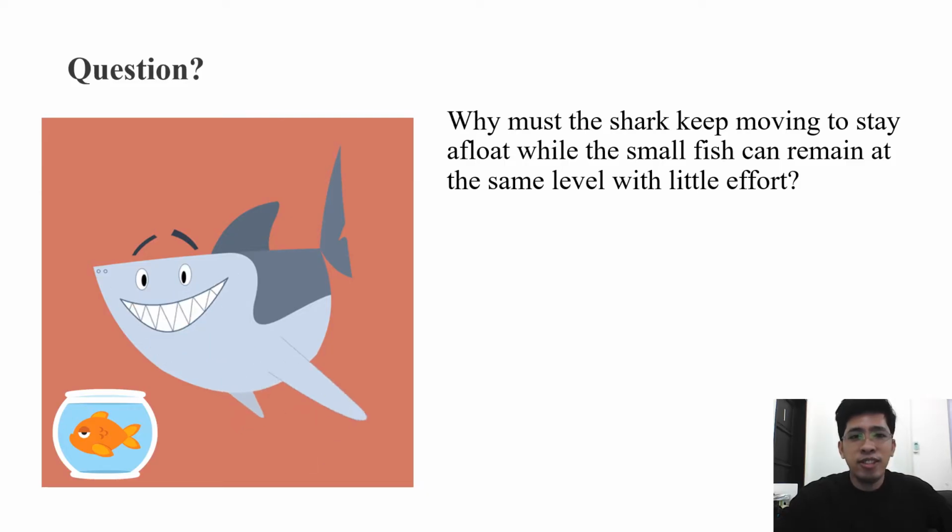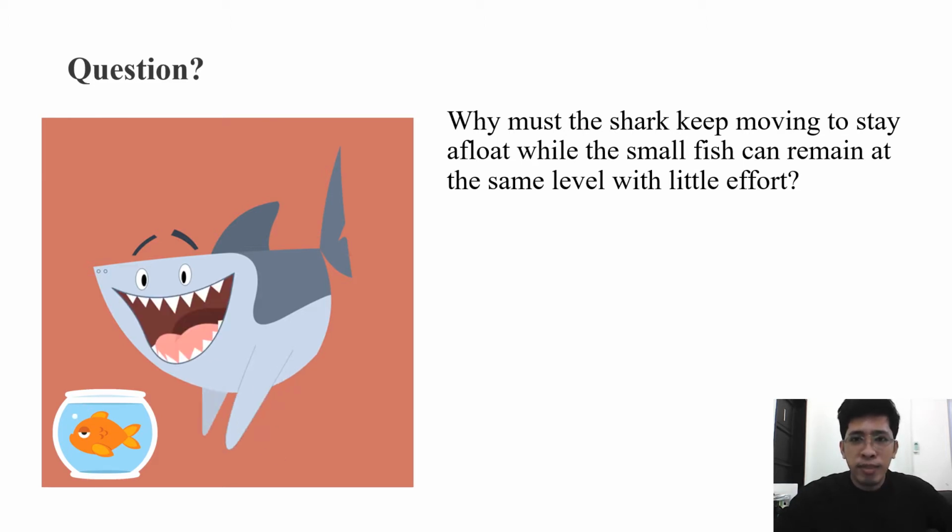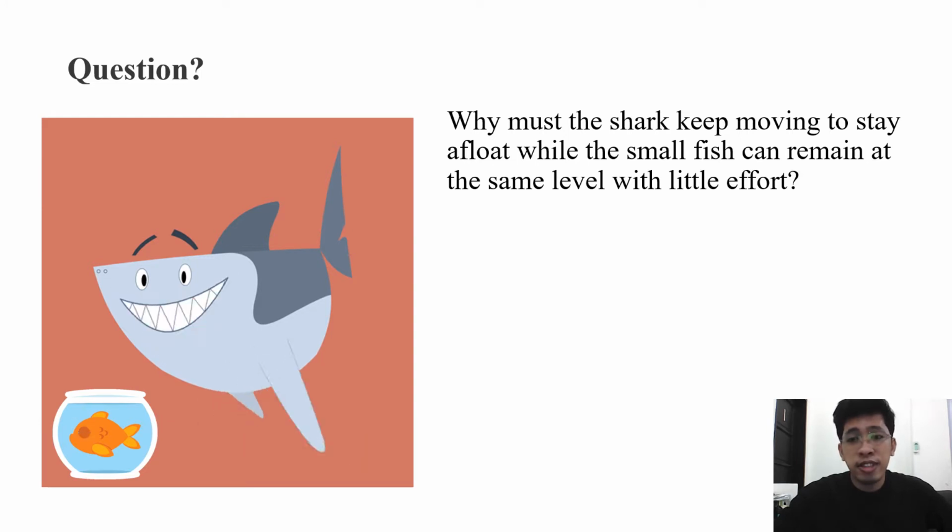Just some quick question before we start the lesson proper. I believe you've already seen sharks and fishes even in some videos. And the question is, why must the shark keep moving to stay afloat while the small fish can remain at the same level with little effort? So if you have observed, sharks tend to keep moving in order to stay floating on the ocean. While if you observe fishes, they just stay stationary, but they still float. So in this lesson, we're going to answer questions like this.